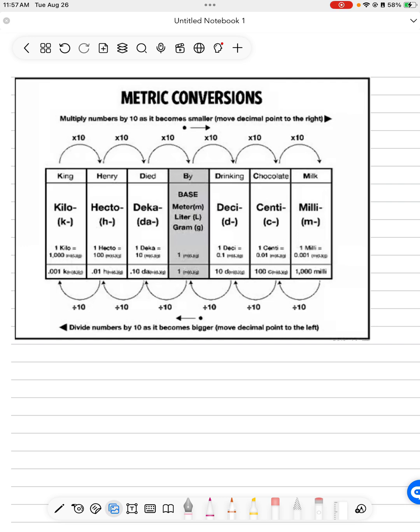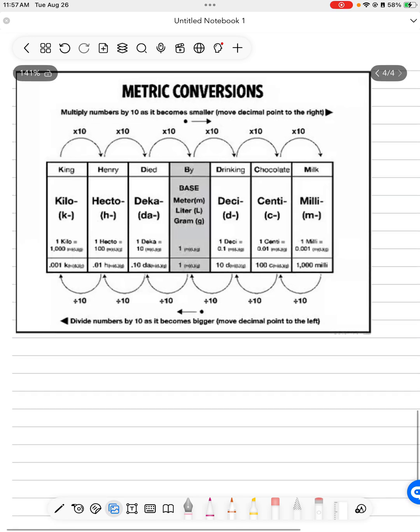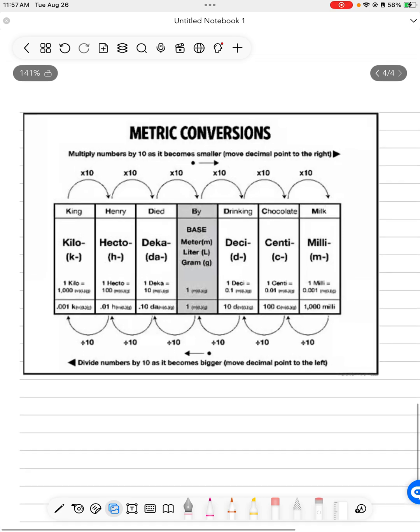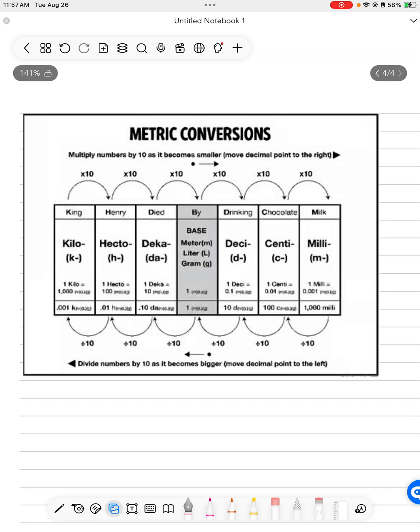I am going to do 2.42. He has 2.41 listed. So I like this metric conversion chart because it gives you a mnemonic to remember the metric conversions. It's King Henry died by, which is your base, drinking chocolate milk. And the first letter in each mnemonic device is how you know if it's going to be kilo, hecto, deca, deci, centi, milli, etc.